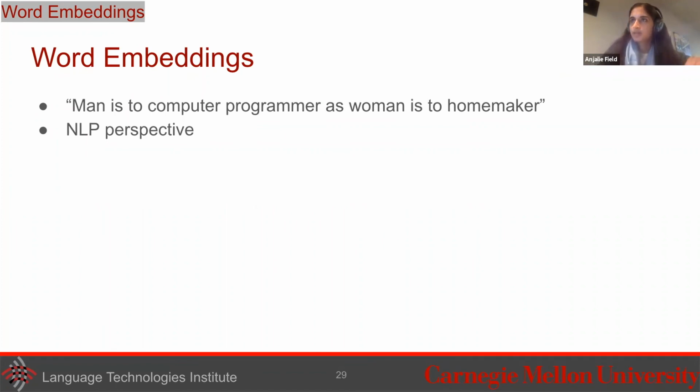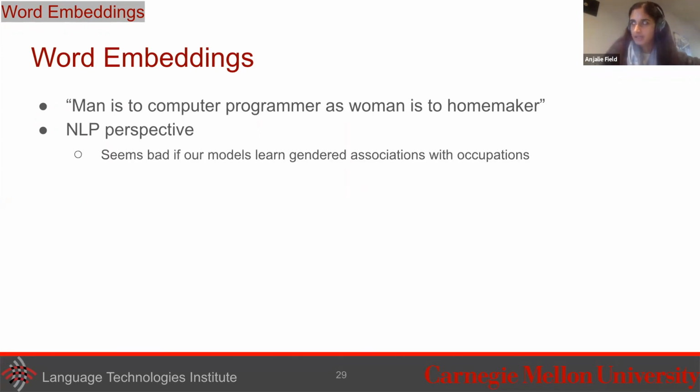So from this famous paper, which uses an analogy pulled from word embeddings, it finds that the word embedding for man is similar to computer programming in the way that the word embedding for woman is similar to the term homemaker. From an NLP perspective, we say that this is bad. It implies that our model is learning these gendered associations and perpetuating stereotypes.